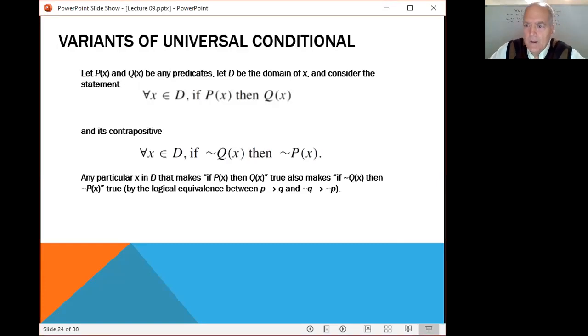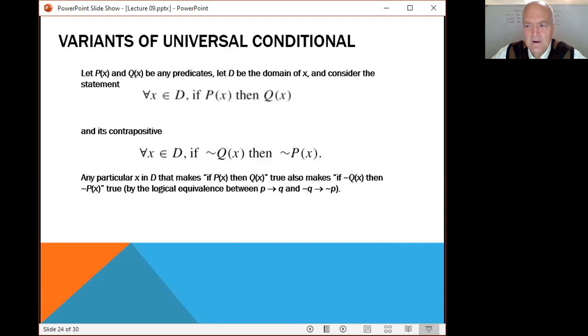Okay, so if we have P of x and Q of x as some predicates, then we consider our universal conditional statement: for all x that is an element of the domain D, if P of x, then Q of x. And then we have its contrapositive: for all x that's an element of D, if not Q of x is true, then not P of x is true.